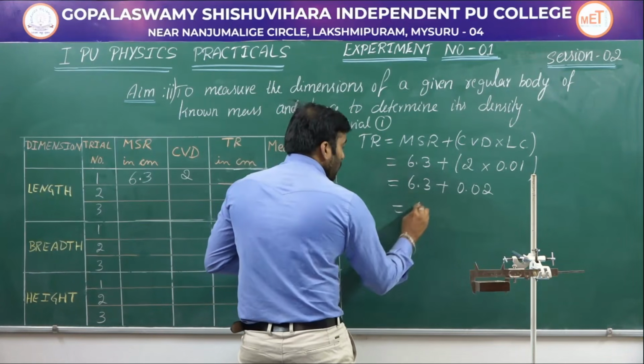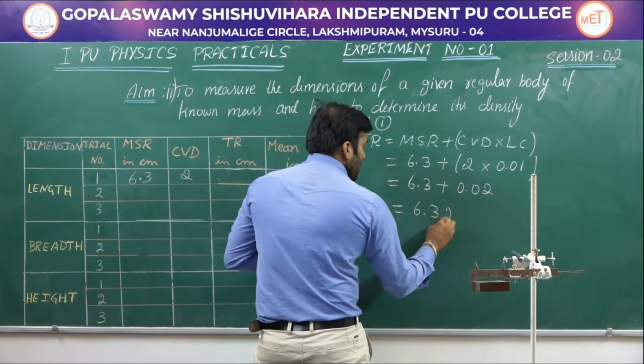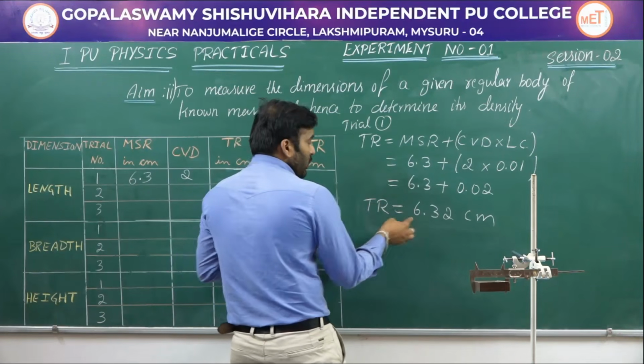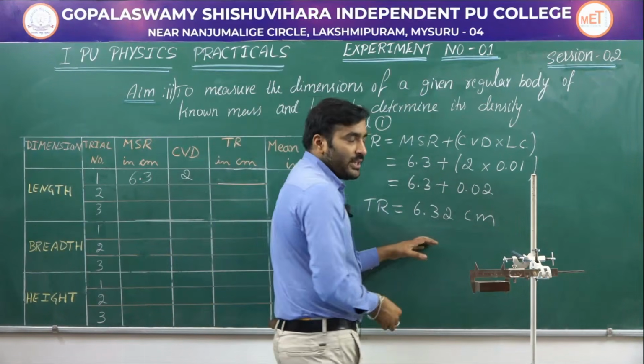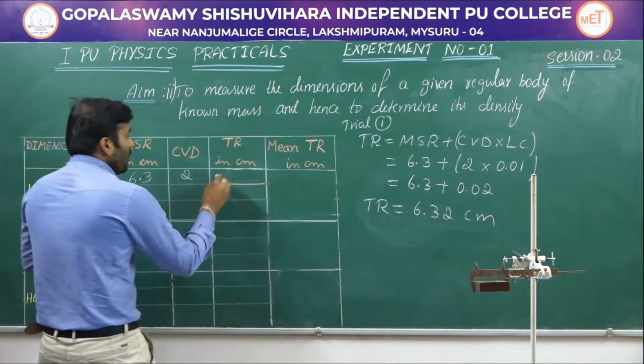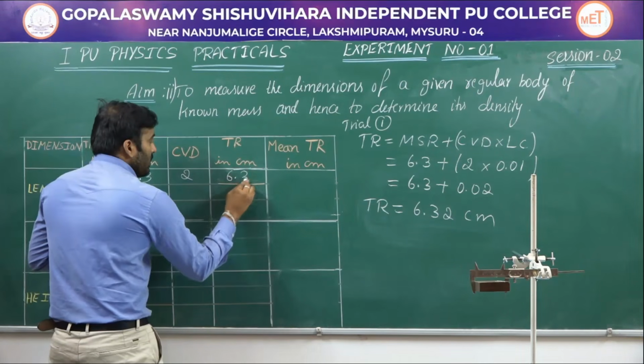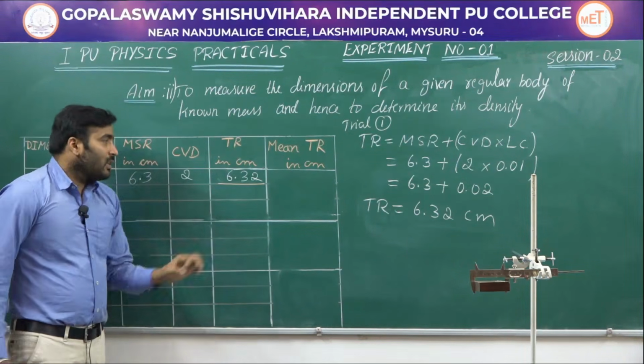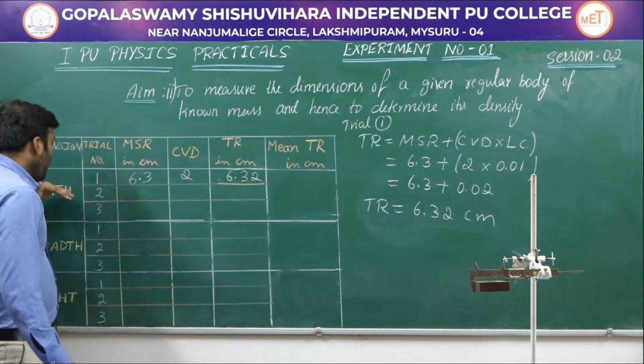Now let us add these two. We will get 6.32 centimeter. Therefore, the first trial is found out to be 6.32 centimeter. So let us tabulate here. This will be 6.32. Okay. Well, so we have calculated the first trial of length.